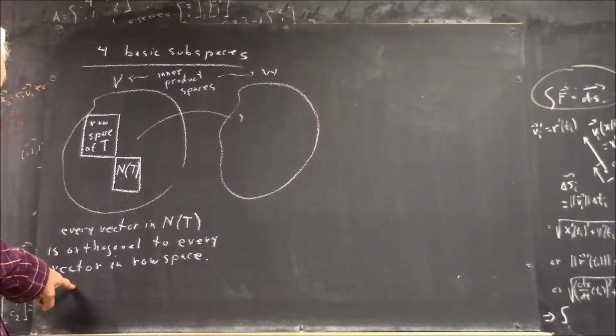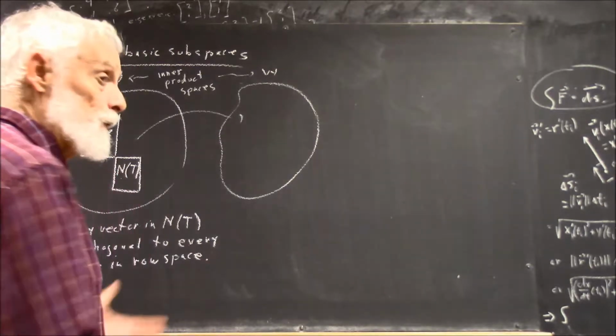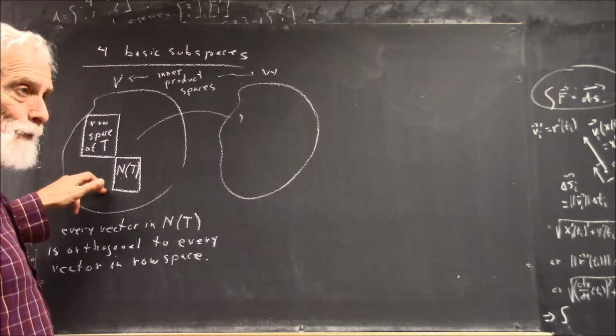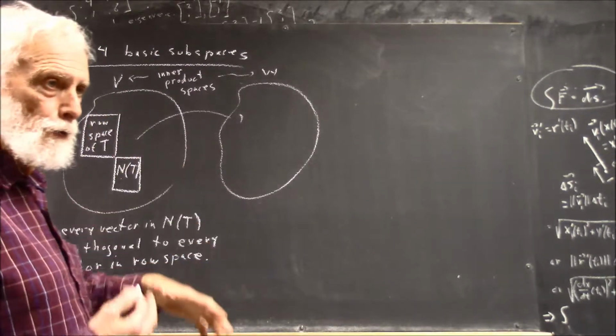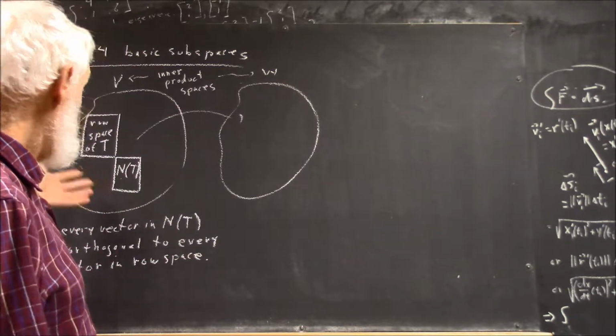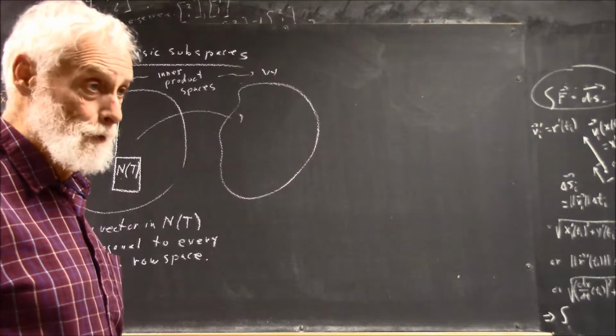Okay, so every vector is orthogonal to the row space. That's something we know, and something I asked you to test: find a basis for the null space and a basis for the row space, and show that all those vectors are orthogonal. That's just a matter of taking their dot products, because I did it in Euclidean spaces. Okay?